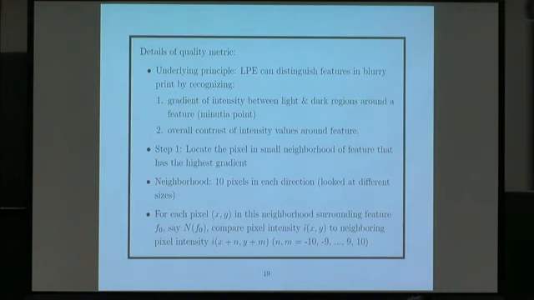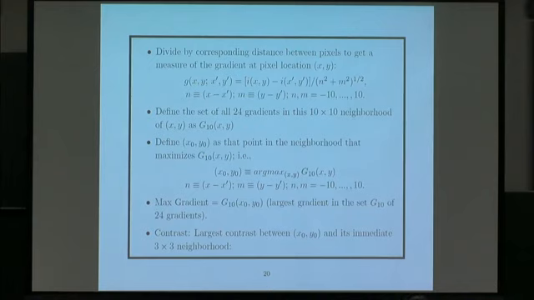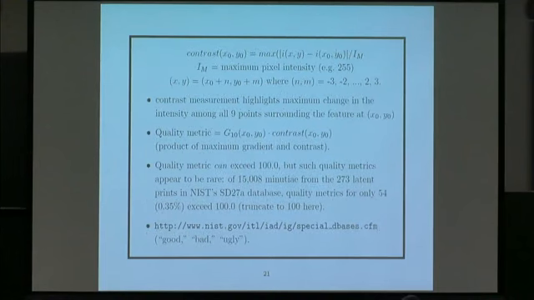And then look at the pixels around that feature and compare those pixel intensities. So think about this neighborhood here, and then calculate the gradient, and then look at the set of all possible gradients in that neighborhood and look at the maximum of them. And then the contrast is going to be the largest contrast between the pixel intensity at that point and its immediate 3 by 3 neighborhood. And then basically, you can see in this second bullet here, we're just going to multiply them.